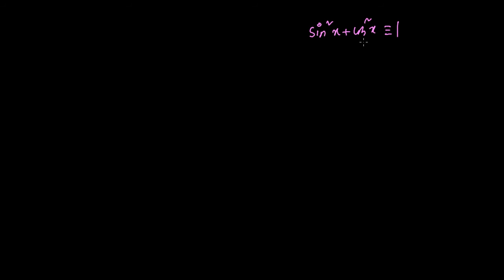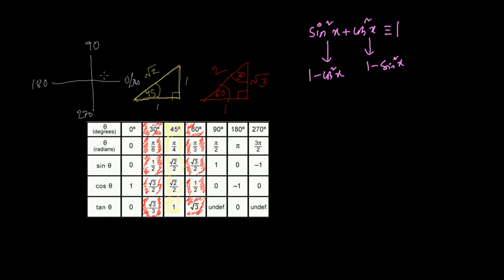From here we can get two more identities, which is sine squared x equals 1 minus cos squared x. So instead of sine squared x, we can write 1 minus cos squared x, and instead of cos squared x, we can write 1 minus sine squared x. You can actually verify this using the most common angles. If you plug in the values, you will see how this works.